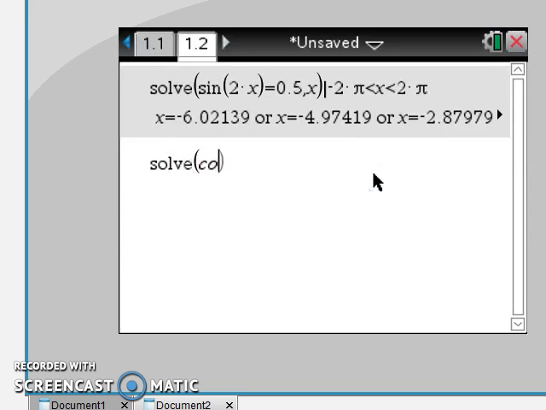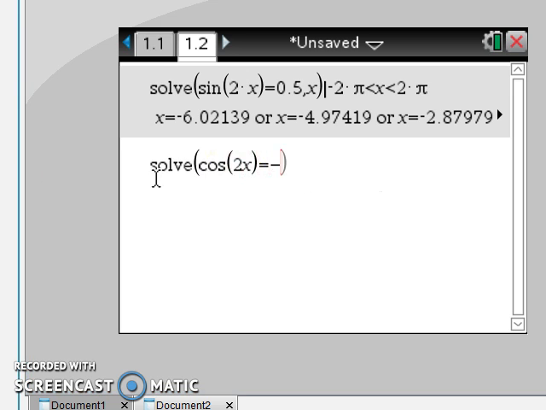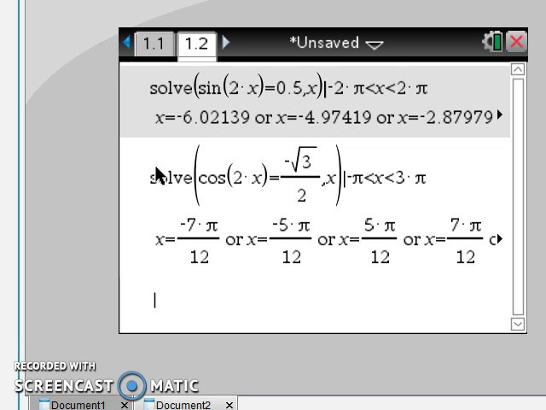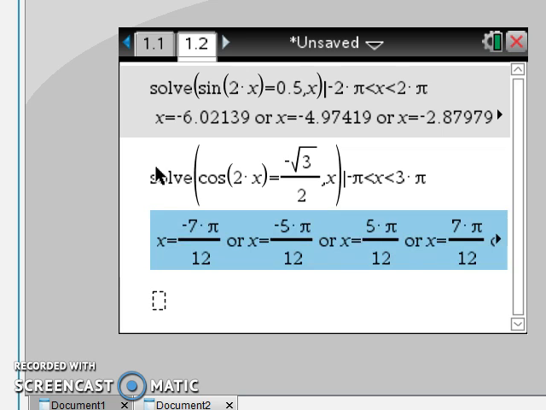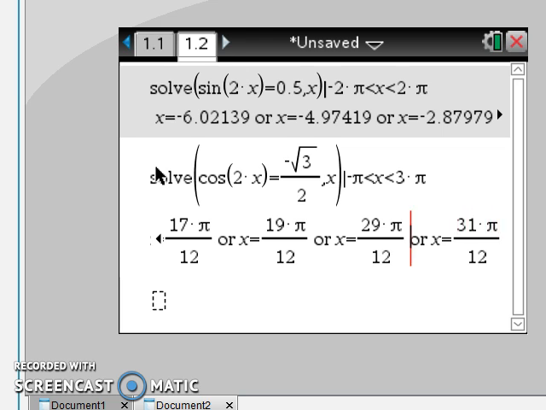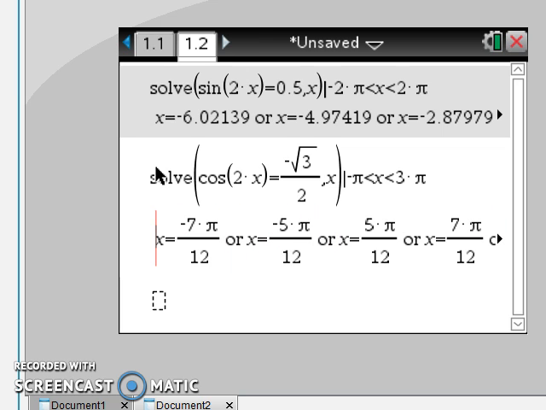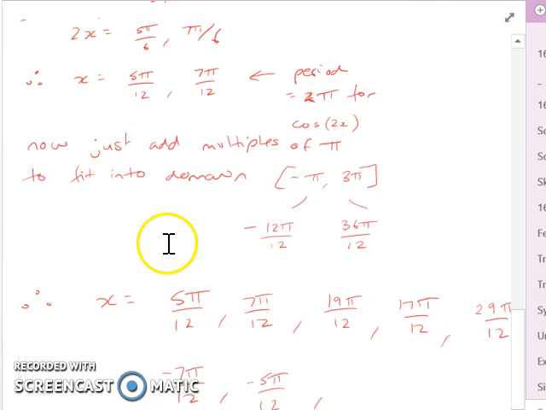So what do I want to do? Solve cos of 2x equals minus root 3 divided by 2 for x, and that one between negative pi and 3 pi. Okay, so it looks like I got it right. Alright, so all those ones are the solutions, and we'll look at it visually in a moment, but we'll go through the process again.